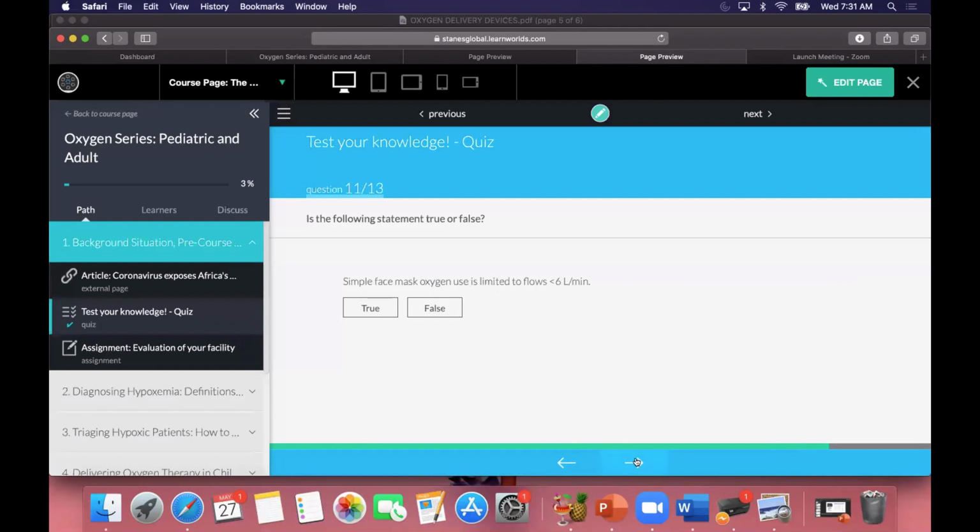Okay, is the following statement true or false? Simple face mask oxygen use is limited to flows less than 6 liters per minute. True or false?